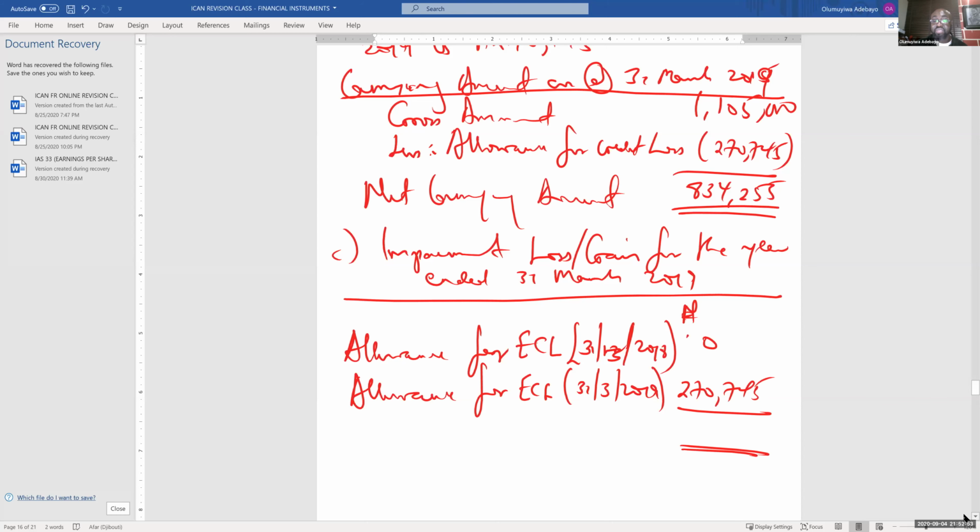The movement from 0 allowance to 270,745 is the impairment loss for the year. Supposing our allowance brought forward was 100,000, what we recognize for the year will be 170,000. Supposing our allowance brought forward was 300,000, what we recognize is an impairment gain because there's a reversal of about 30,000. And that answers the question.